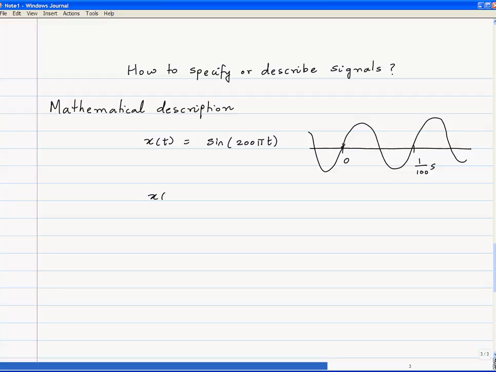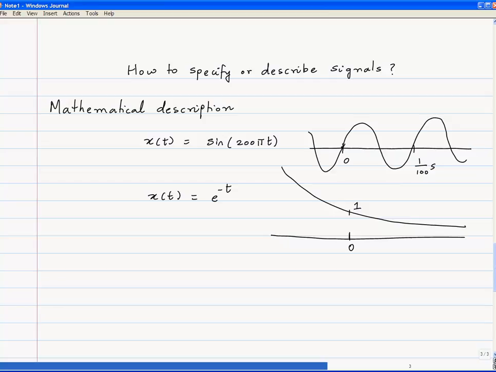Another description could be, let's say this is e raised to minus t. Then this is a signal which decays exponentially, right? So if t is 0, for example, it takes the value 1, and as t increases, it becomes smaller and smaller, and as t decreases, as t becomes negative, it increases.